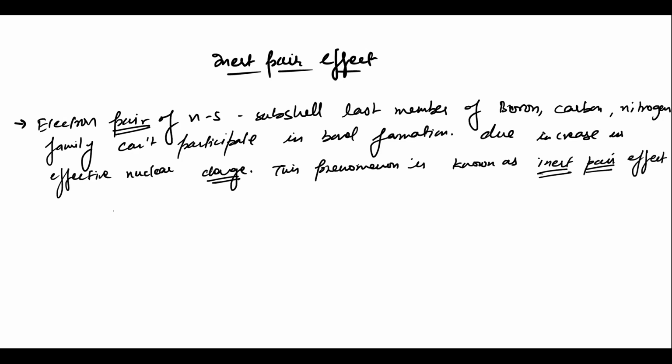So what is this actually? For example, if I have boron, it is going to have 1s2, 2s2. What is the atomic number of boron? Hydrogen, helium, lithium, beryllium, boron: 5. So it is going to have 1s2, 2s2, 2p1. Now here we have the 1s electrons, the 2s2 and the 2p1.